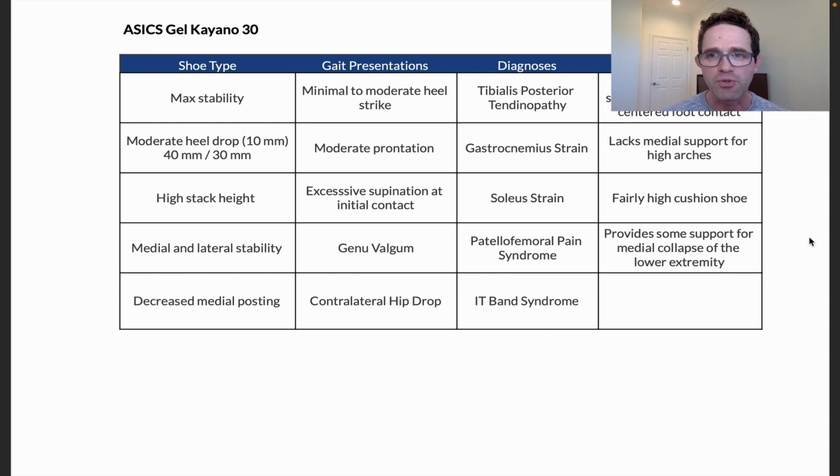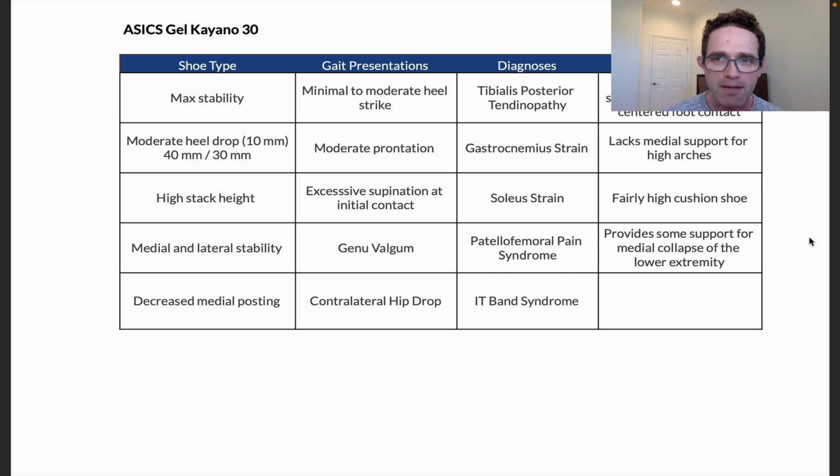Now this shoe, and as you can see here, I have the shoe type or what makes up the shoe, the gait presentation, and then also diagnoses and pros and cons. So really we're going over the shoe specific technical data. We're going over what gait presentations would be beneficial for this particular shoe. Also what diagnoses would be good for this shoe as well, and some of the pros and cons to them.